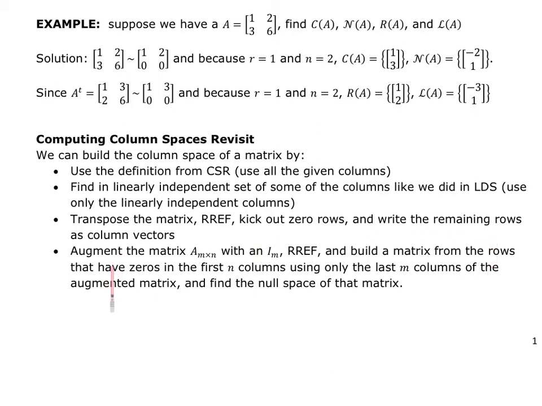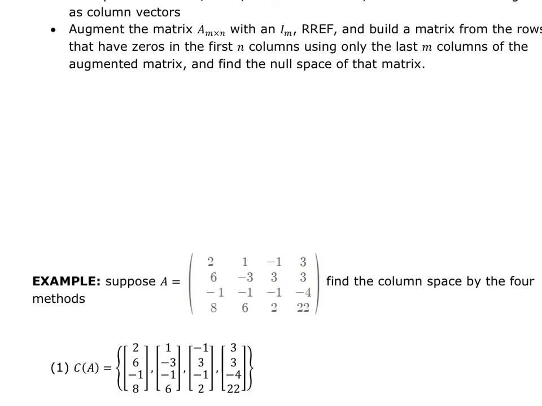We can also augment, and this is the new one. We augment the m by n matrix with an identity matrix of size m. We row reduce it. We build a matrix from the rows that have zeros in the first n columns, using only the last m columns of the augmented matrix, and find the null space of that smaller, almost submatrix. Let's go through an example.